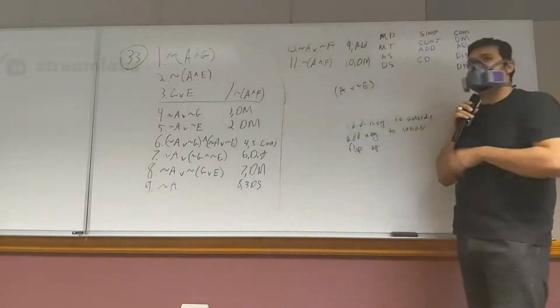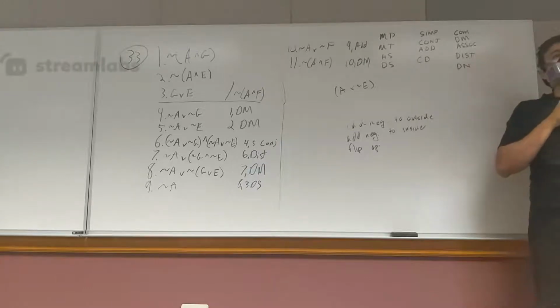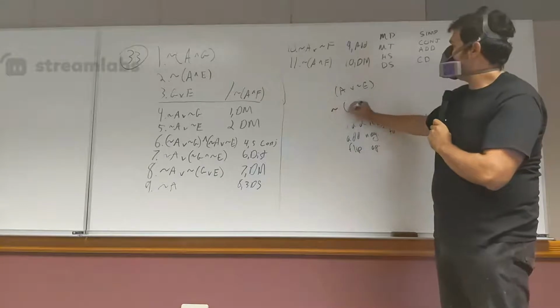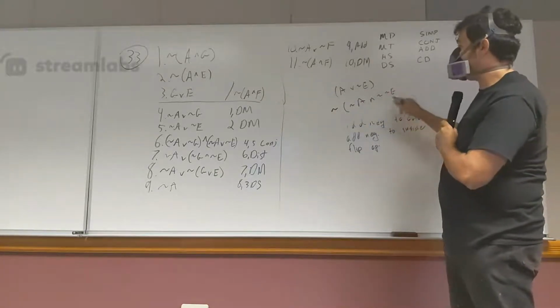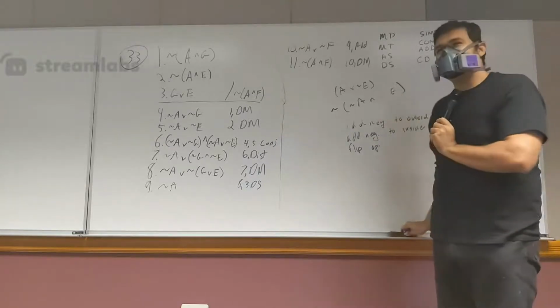So what if I had A or not E? How can I De Morgan's that? It would be not, then inside the parentheses, not A and E. Good. And not not E if you want to think of it that way, or just E, right? Good. Does that make sense?